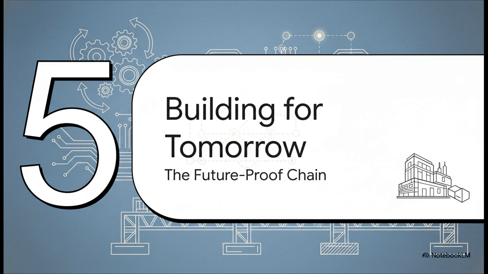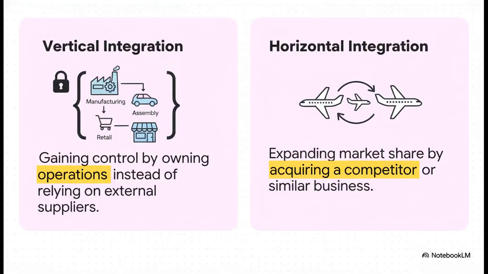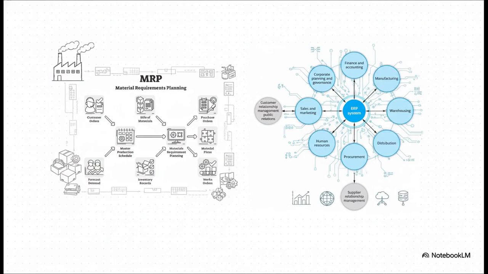And for our final section, we're looking ahead. A great architect doesn't just build for today, right? They design structures that can adapt and thrive no matter what tomorrow throws at them. So let's quickly see how supply chains are trying to future-proof themselves. 2 major strategies you'll hear about are integration. First, there's vertical integration. That's when a company buys its suppliers to get more control. Imagine Ford buying a tire company. Then there's horizontal integration, which is when you buy a competitor to grab more market share, like one airline merging with another.